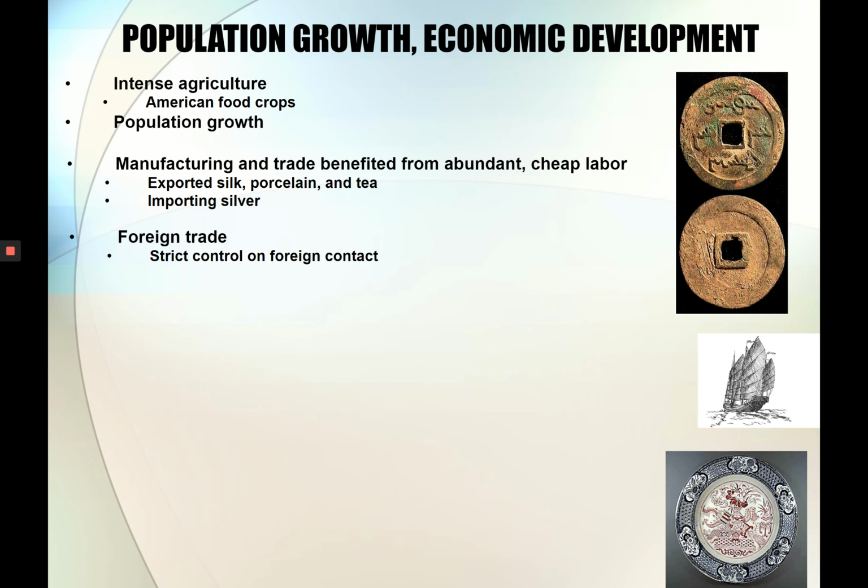And so China was never completely cut off. They never isolated themselves. They just highly regulated who could trade and where they could trade and what they could trade.